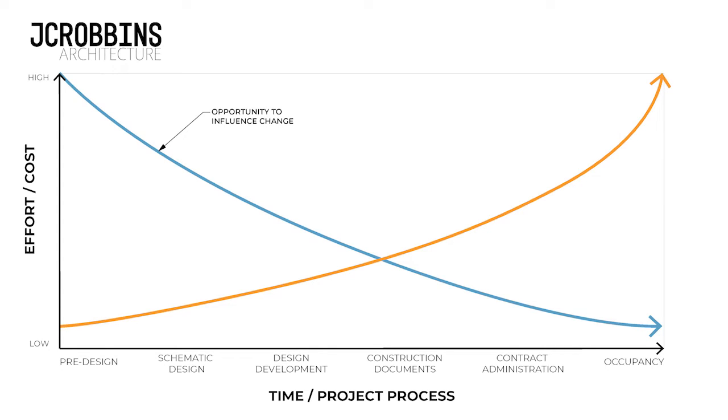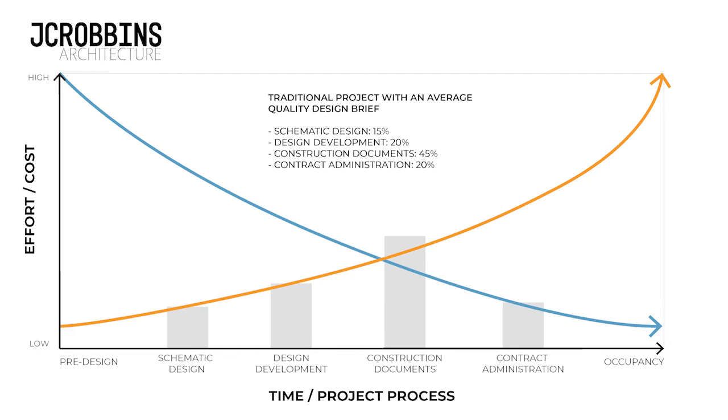There's a similar but opposite curve for your ability to influence change. Obviously, at the start of the project, the opportunity to influence change to your project is the highest. As drawings progress and construction begins, the opportunity to influence change drops dramatically and crosses the cost of change curve at the end of design development and the beginning of construction documents.